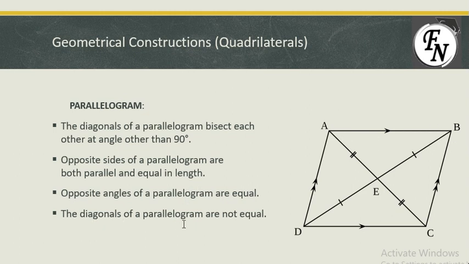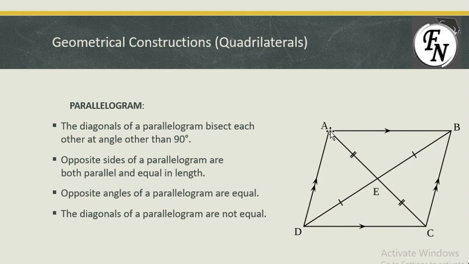Other than that, the diagonals of a parallelogram are not equal. That means this diagonal and this diagonal are not of equal length, but these diagonals are intersecting each other at the center. That means DE is equal to EB and AE is equal to EC, but AE and DE are not equal, BE and CE are not equal. So the BD and AC would not be equal as well.